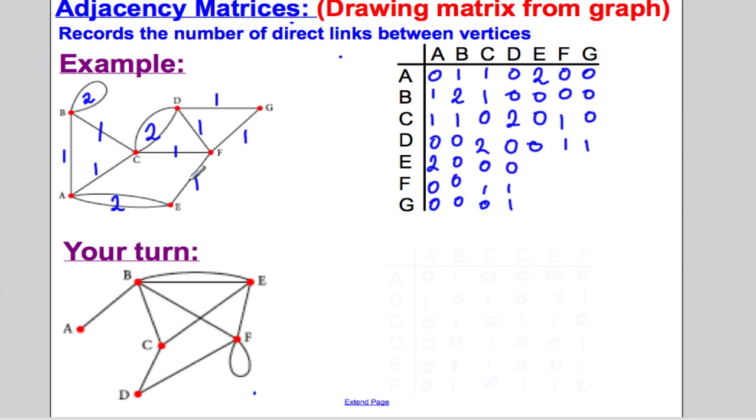Okay, and E, well, E is connected to A only and F.